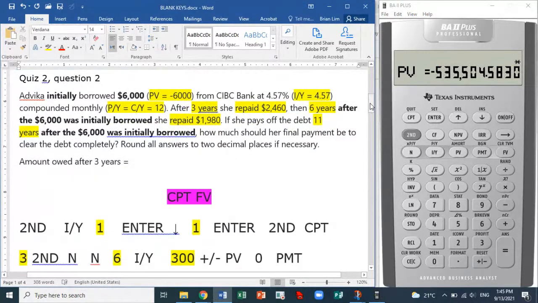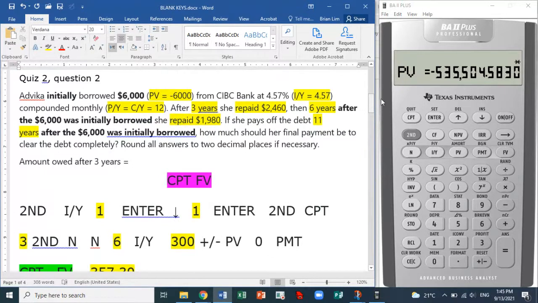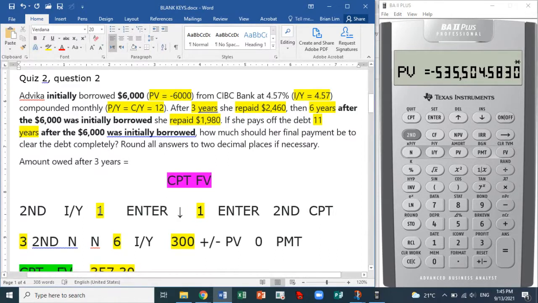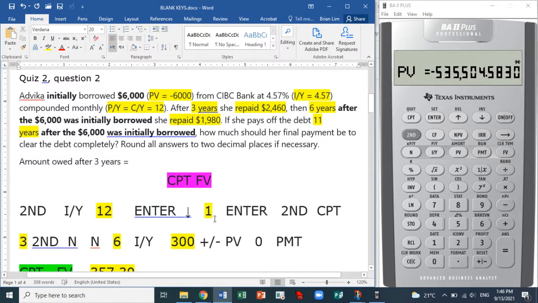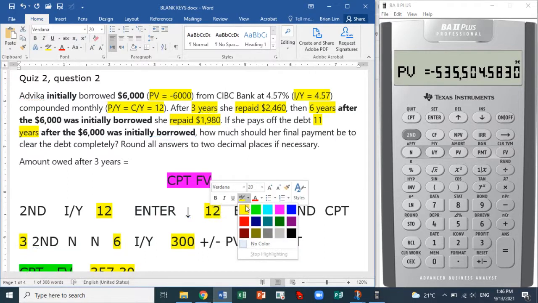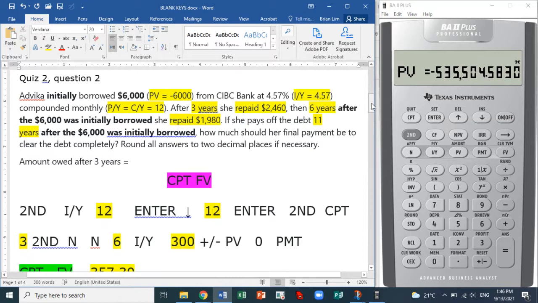We're actually, in this case, trying to find the future value. All right, now CY is 12. So in here, we could probably, let's see if this works, put in 12 there instead. And we might as well highlight it. And here we put in 12 also. And we get it highlighted. All right, so that's PY and CY.